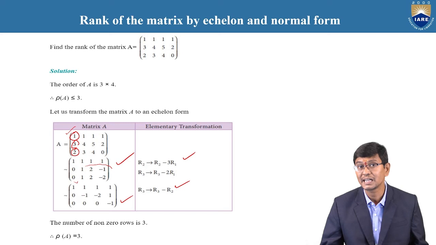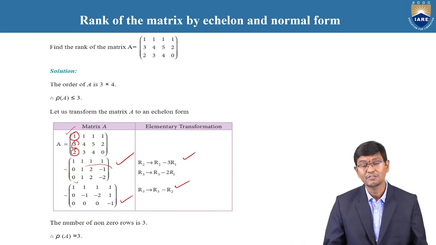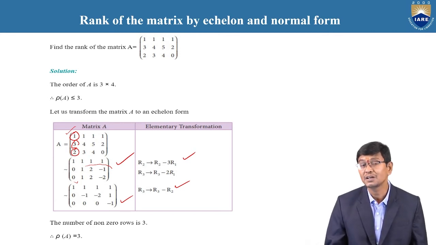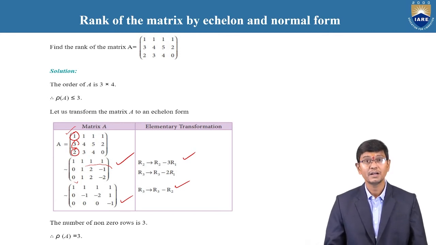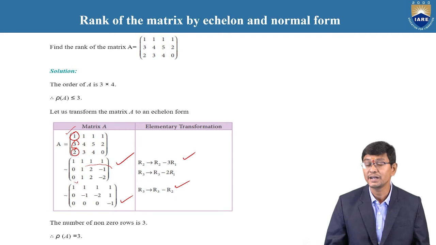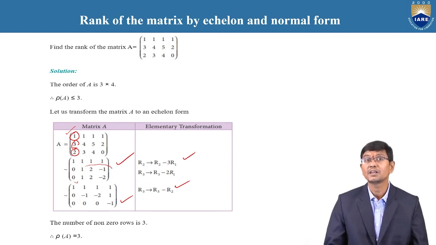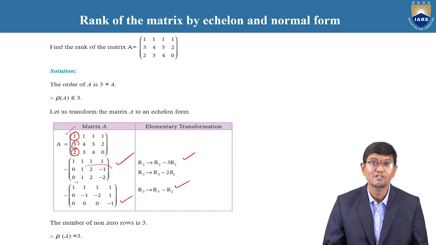The three conditions are satisfied. After neglecting the first row, the second condition is satisfied: the first non-zero element is 1. And the third condition, that before the non-zero element 1 there are zeros, is clearly satisfied. Therefore, with the help of the three conditions, it is said to be an echelon form of a matrix.